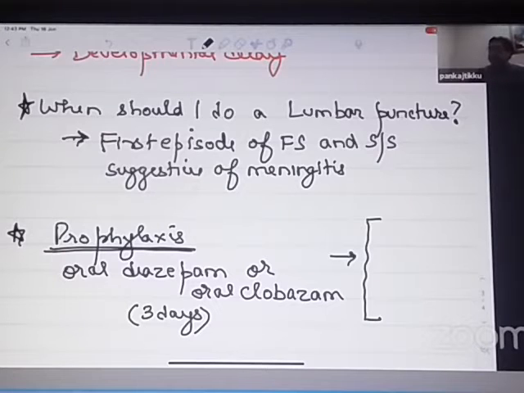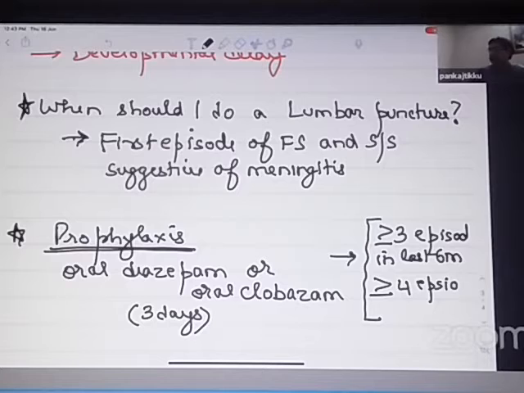And what is the indication? More than or equal to 3 episodes in the last 6 months, or more than or equal to 4 episodes in the last 1 year. So if there have been 3 or more episodes in the last 6 months, or 4 or more episodes in the last 1 year, then you need to give prophylaxis. Otherwise, if there are less than 3 episodes in the last 6 months or less than 4 episodes in the last 1 year, this is not likely to be a very frequent type of febrile seizure. You do not need to give any prophylaxis.